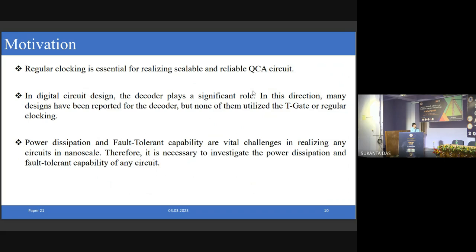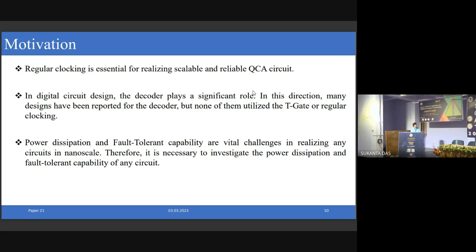Next, what is the motivation behind my research work? As I have discussed, the regular clocking scheme is very important to flow the information. And in digital circuits, the decoder circuit is very important. Now, much research has been done to realize the decoder circuit, but not using the T gate. This research was done using different gates, and the cost of these designs is on the higher side. This is the most important motivation behind my research.